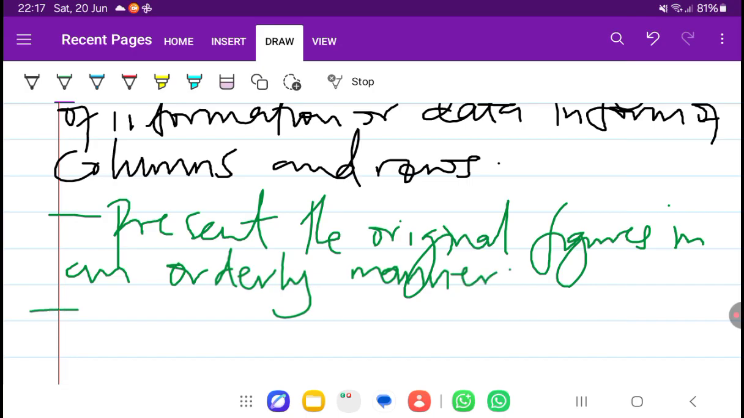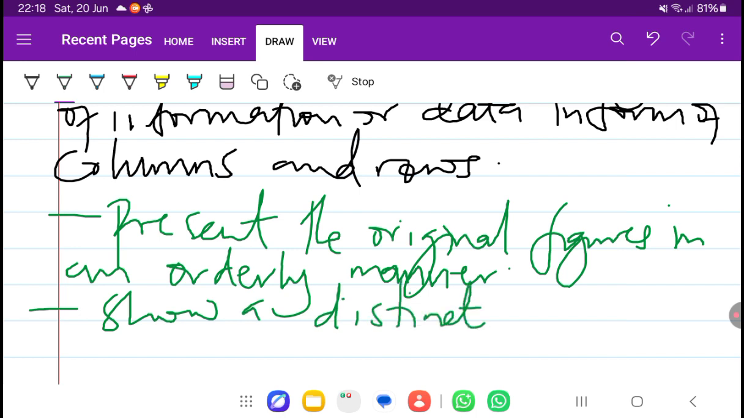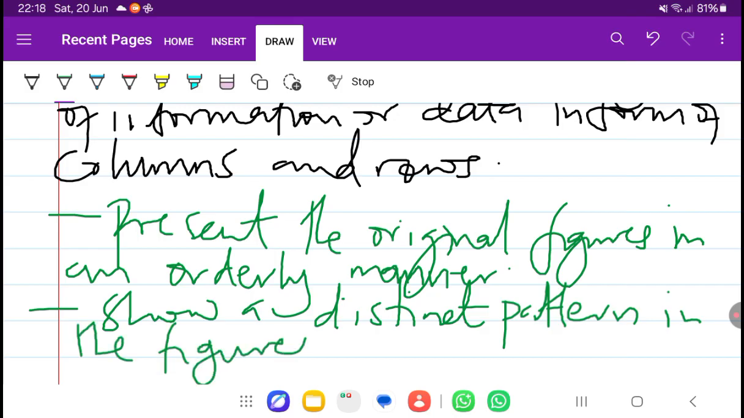The other point is that we want to show a distinct pattern in the figures.